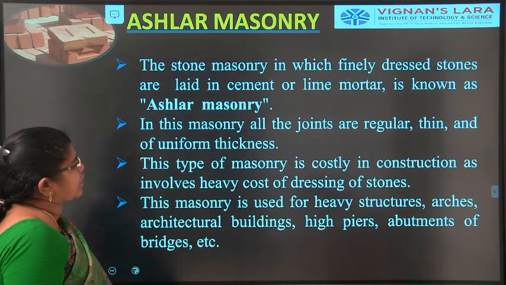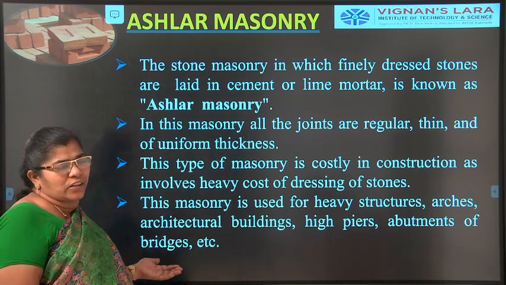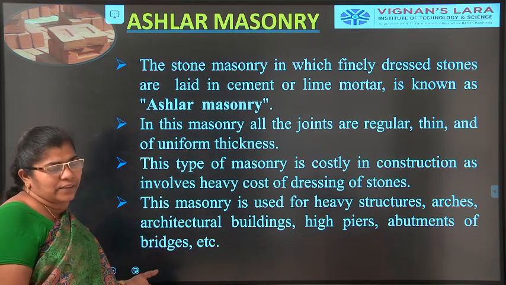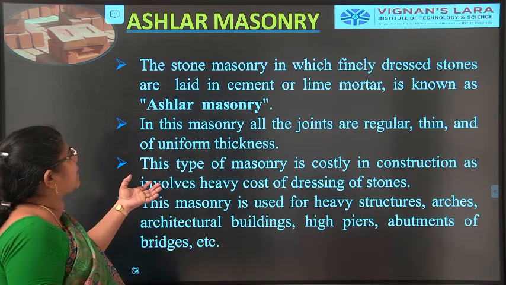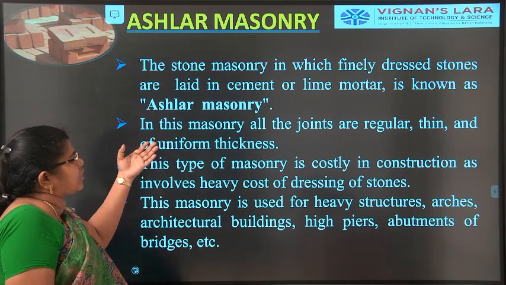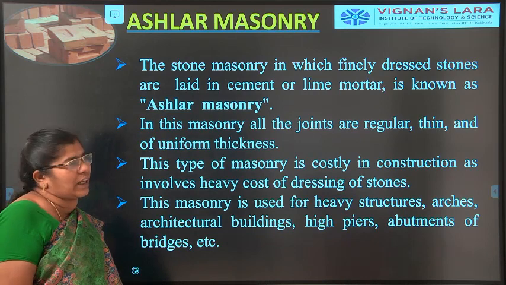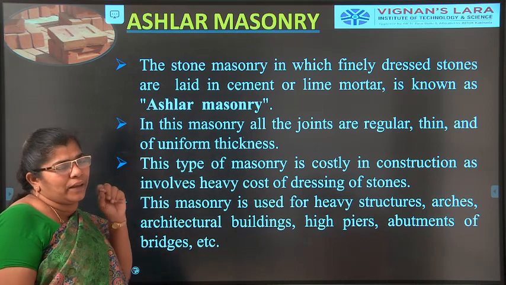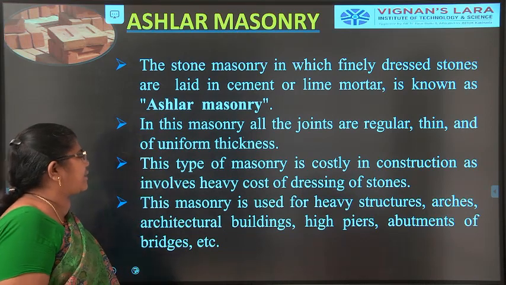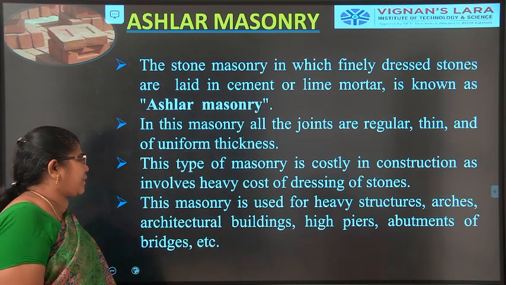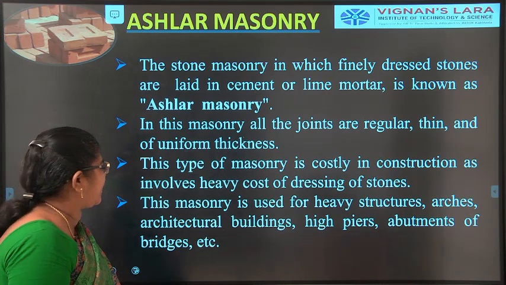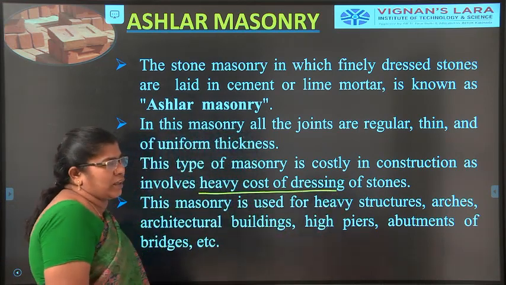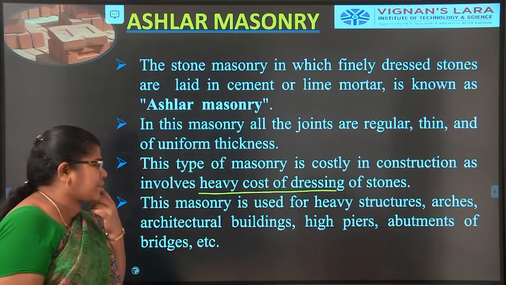Okay. So the next one is the ashlar masonry. Since we have now seen the rubble masonry, where undressed or slightly dressed stones are used, now it is the ashlar masonry. Ashlar masonry is finely dressed stones laid in cement or lime mortar. All the joints will be regular and thin, very systematic, with uniform thickness. This type of masonry is costly in construction, as it involves the heavy cost of dressing of stones. Right? Compared to rubble masonry, ashlar masonry is costly.